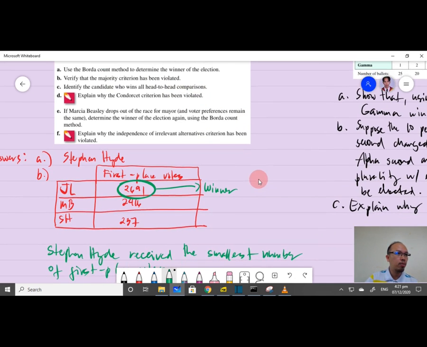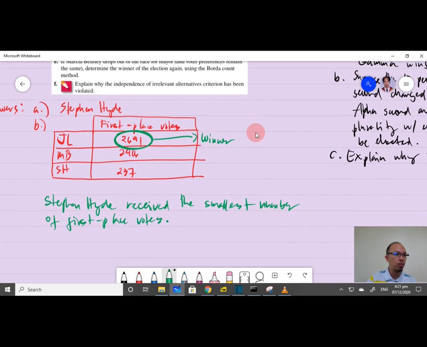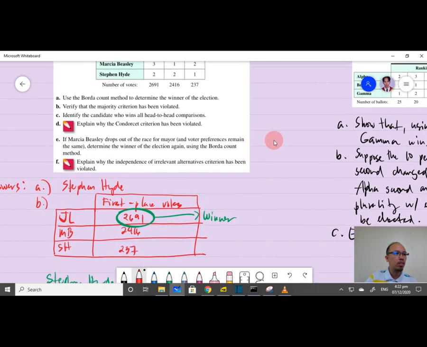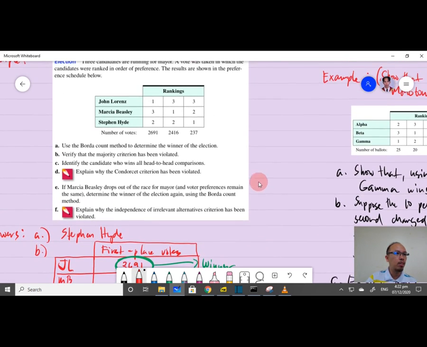The answer for that one, just verify it at home. The answer for that one is John Lawrence. Okay, the answer for letter C is John Lawrence. Okay, so verify that one at home when you study this example. Okay, so the question is, explain why the Condorcet criterion has been violated for letter D.